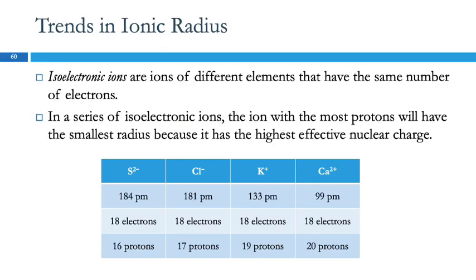So let's go back to the actual sizes here. The chloride ion is 181 picometers, and calcium is 99 picometers. Again, their electrons are in exactly the same arrangement, but here we've got 17 protons, and there we've got 20. So 20 protons pull the electrons in and make it smaller.